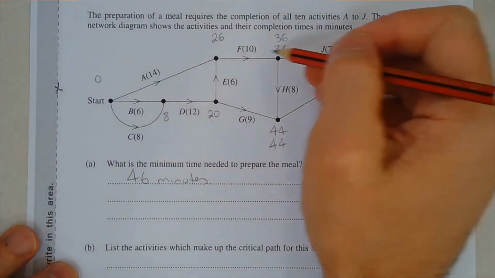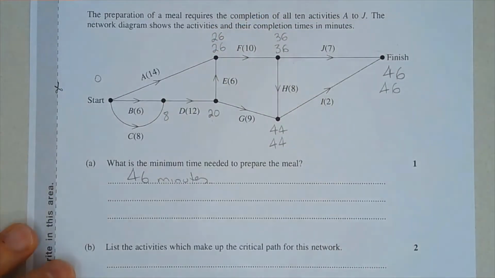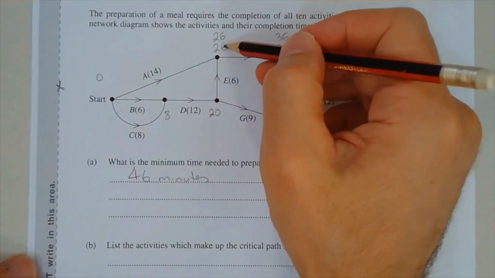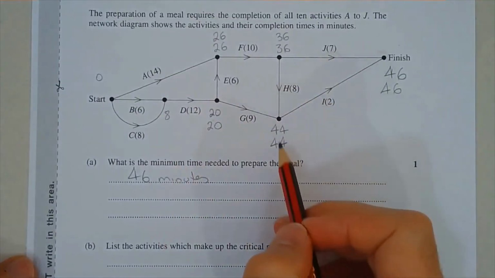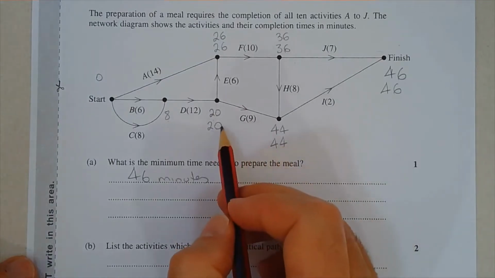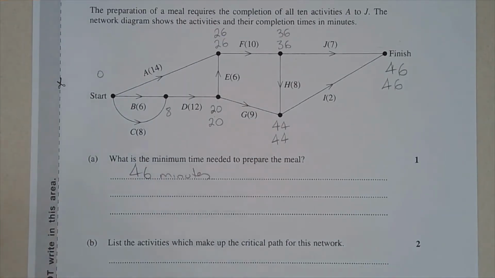Now, going back through activity F, 36 minus 10 takes us back to the 26-minute mark. Okay. Now, 26 minus 6 gives us 20. However, we can get to this vertex via G, so 44 minus 9 is 35. 35 is higher than 20, so I'm just going to leave the 20 as it is there. Remember, with backward scanning, if there's a multiple path or a multiple way to get to a vertex, you take the lower or the lowest of the times that you've found.